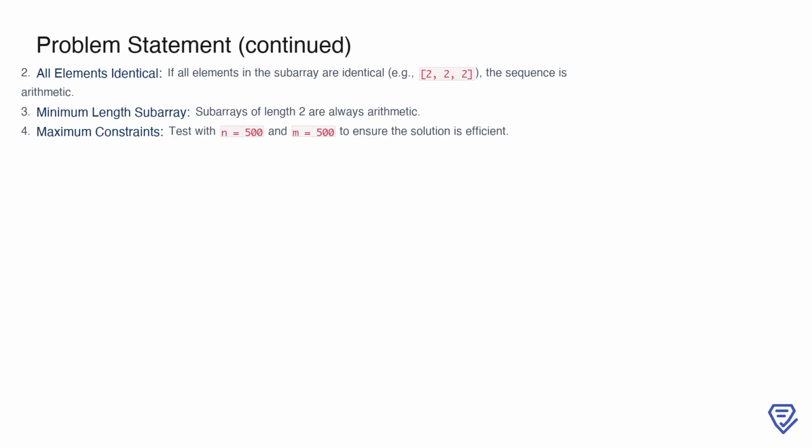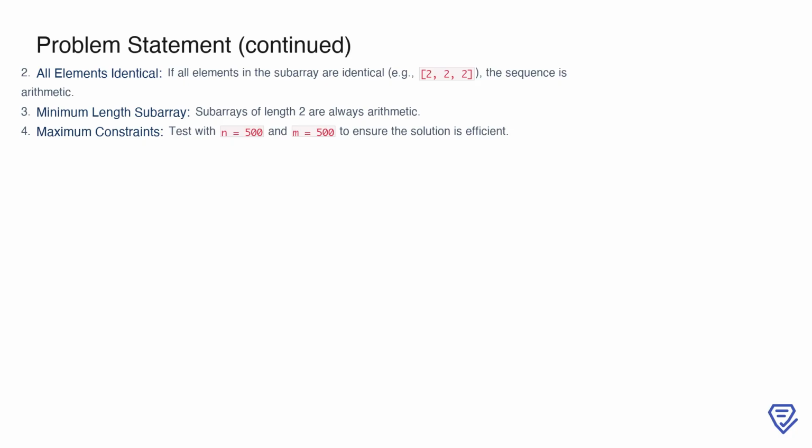To ensure a robust solution, it's important to account for edge cases. For instance, if there is only one query, the solution must handle it correctly for a single subarray. Another edge case is when all elements in a subarray are identical, such as 2, 2, 2. In this case, the sequence is arithmetic because the difference between consecutive elements is 0. For subarrays of length 2, they are always arithmetic since there is only one difference to consider.